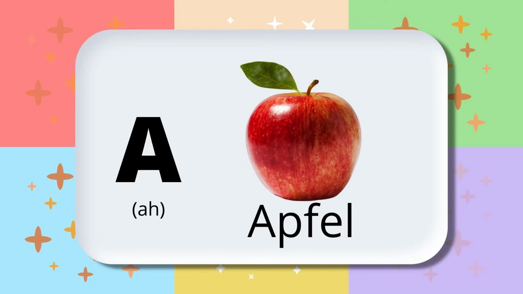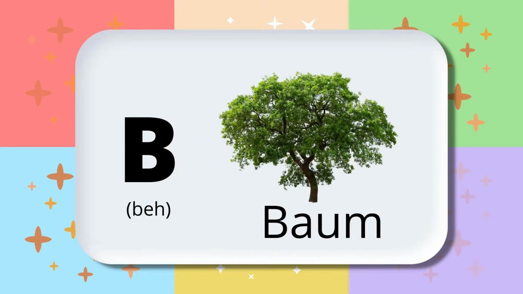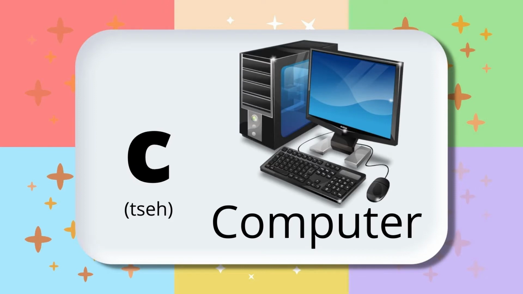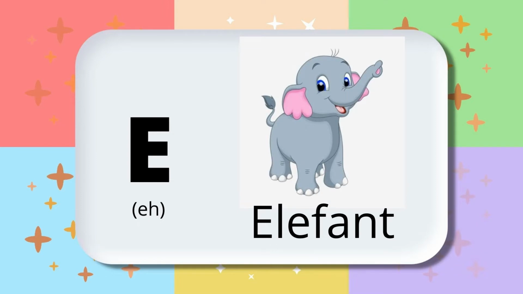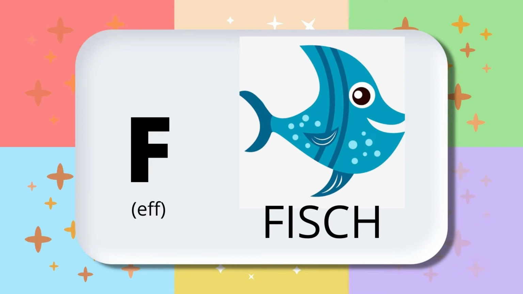The first one is A, Apfel. B, Baum. C, Computer. D, Delfin. E, Elephant. F, fish. It has the same pronunciation like English.